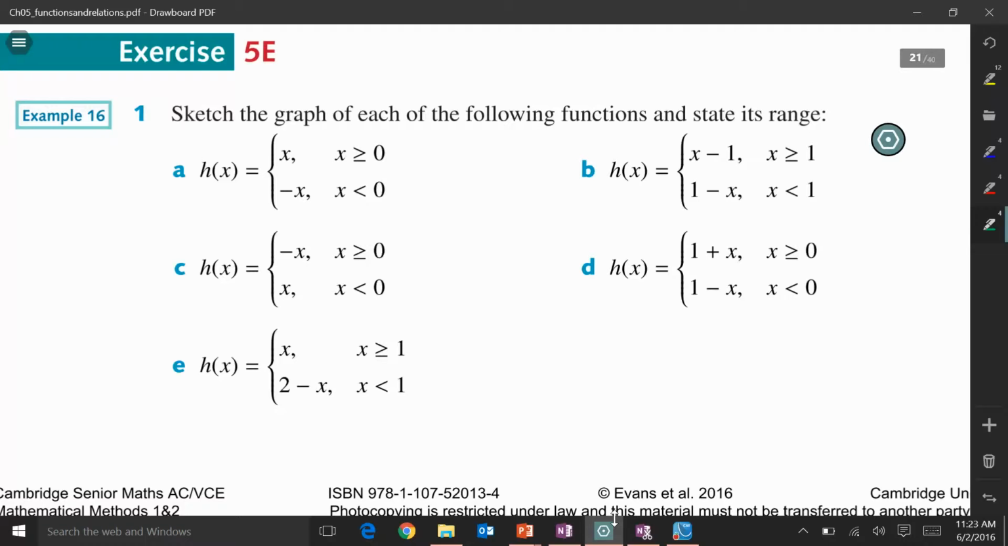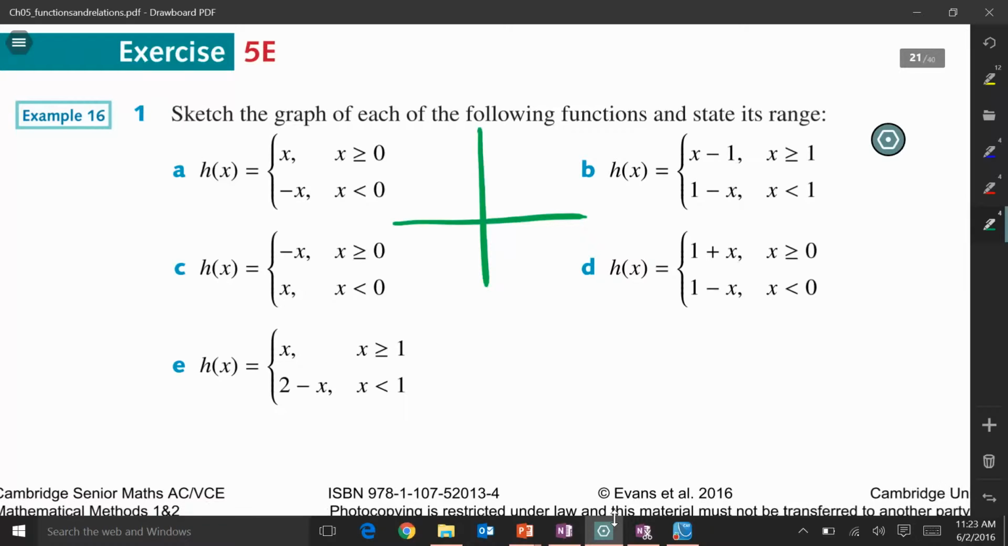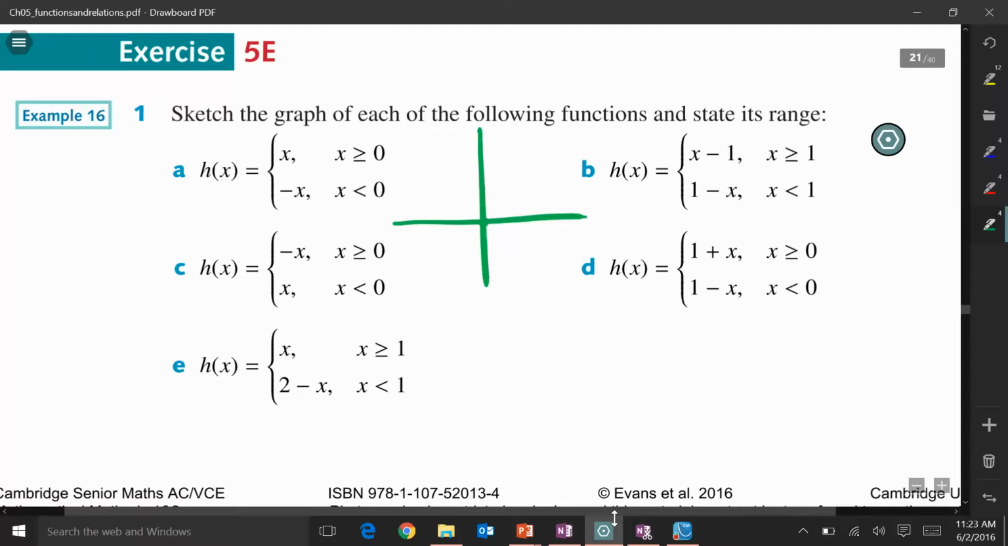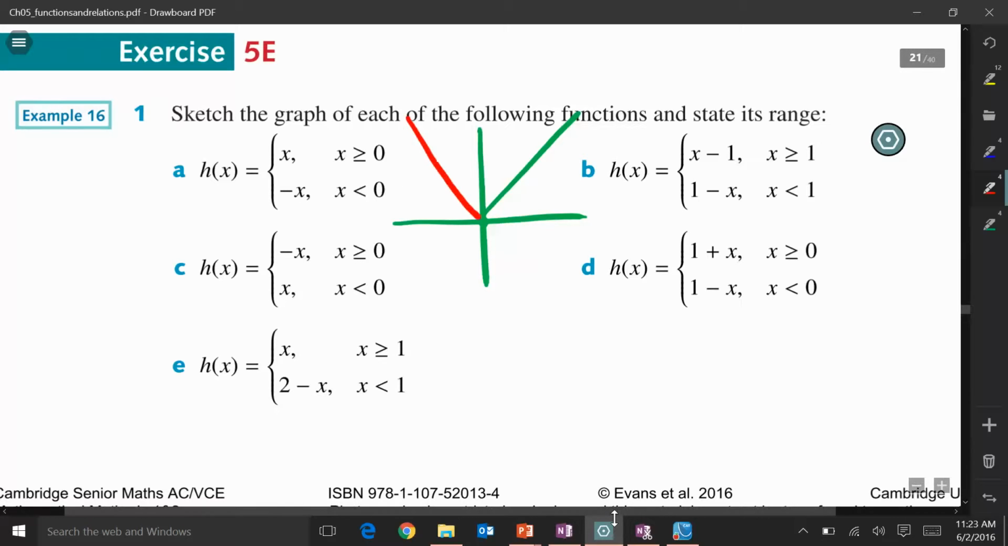So if I had to do this one, you've got the graph of x for x greater than 0. So this is where 0 is. If I had to sketch it, that would be y equals x. And then my second graph is negative x for x less than 0. So it has to look like that. And together, there you go.